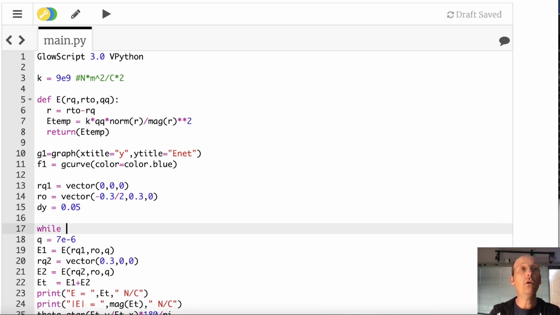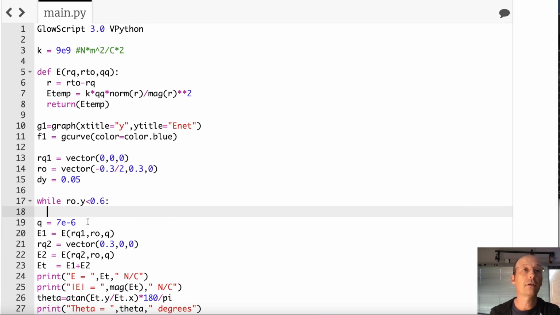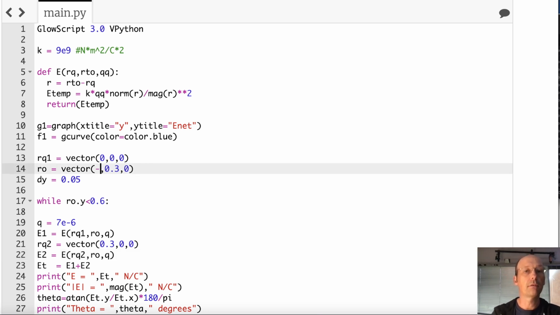Now I'm going to say while RO.y is... how far do I want to move up before I stop? Let's go until RO is less than 0.6, so twice as far as the other one. Then I'm going to do the following. I'm going to first calculate the net electric field, which I've done right here. So E1, E2, E3. No, I don't want to move RO. I want RO to be at point A, so it's 0.